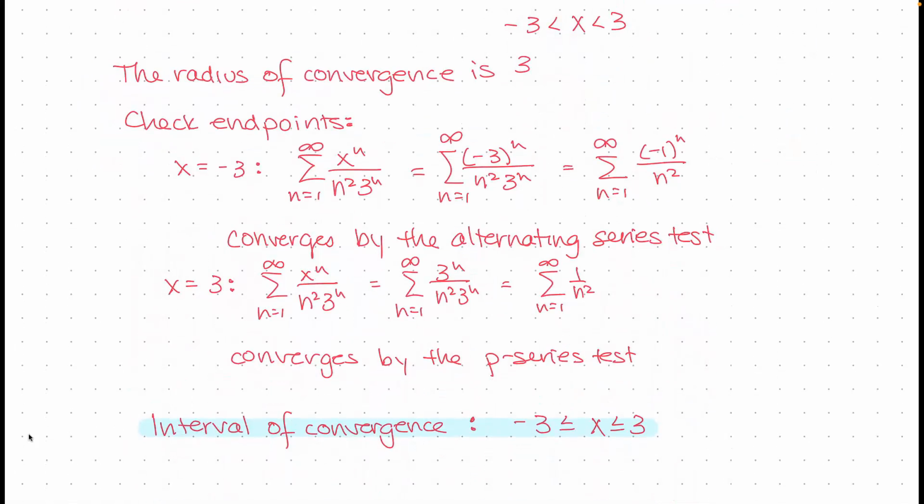Here we go for checking the endpoints. It's going to converge at both of them. We can use the alternating series test on the left, p-series test on the right. There could be other tests to use, but these are definitely by far the easier of them. So any questions about that?